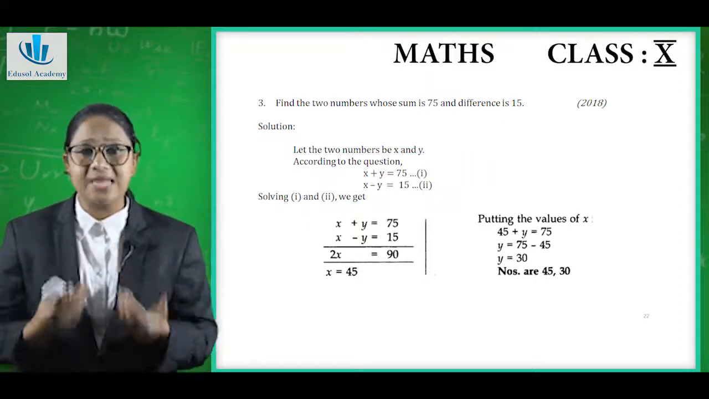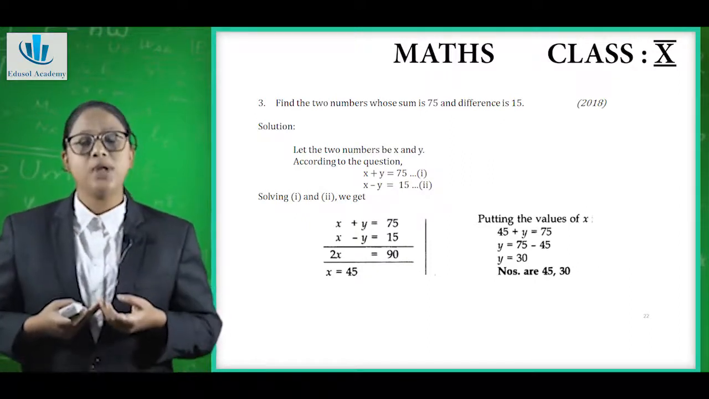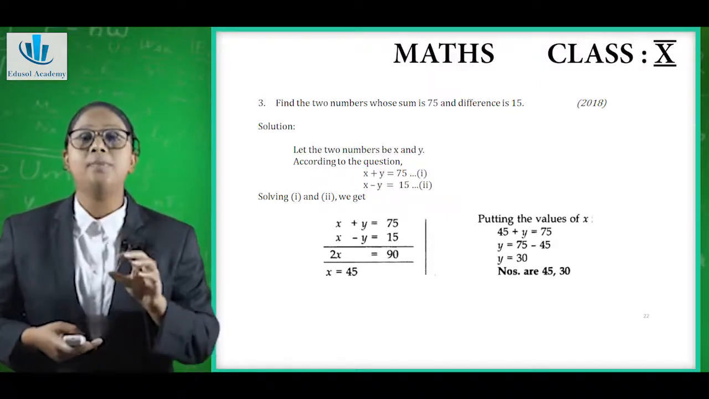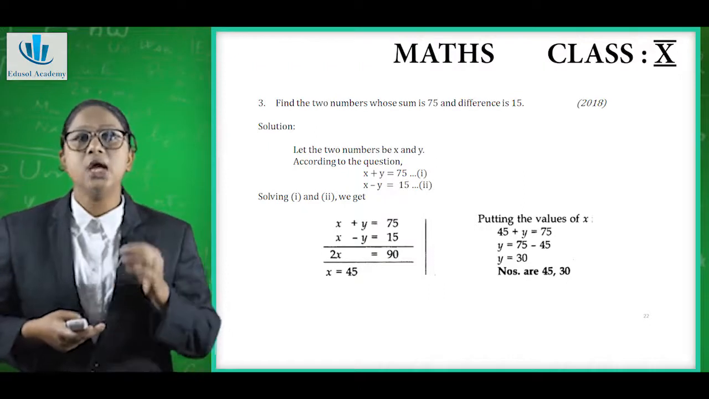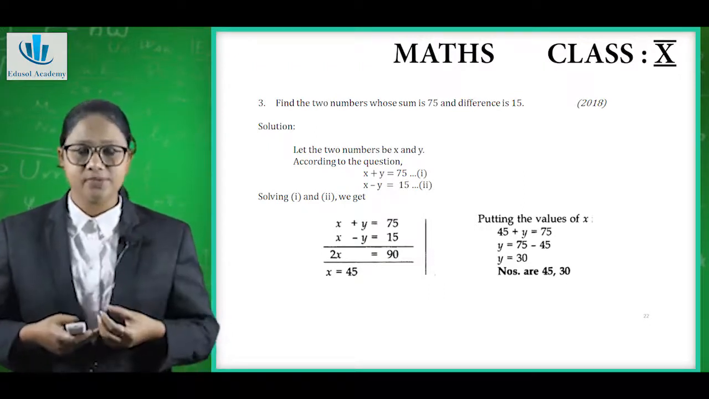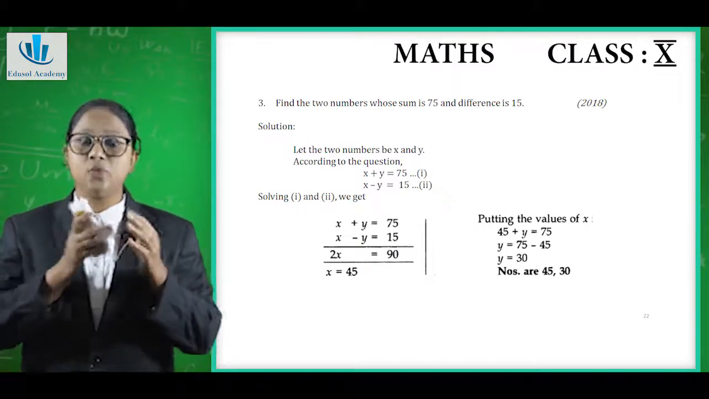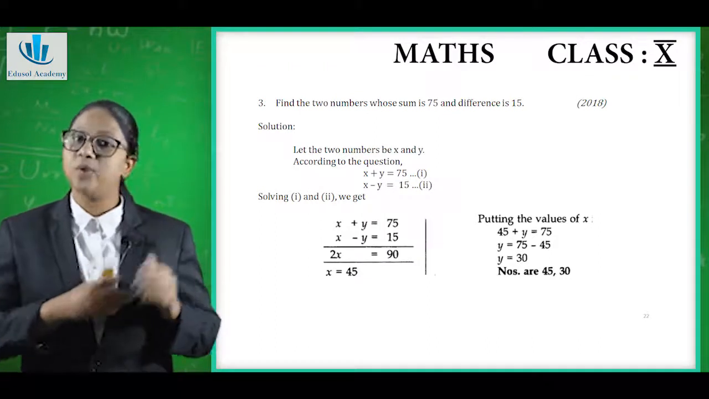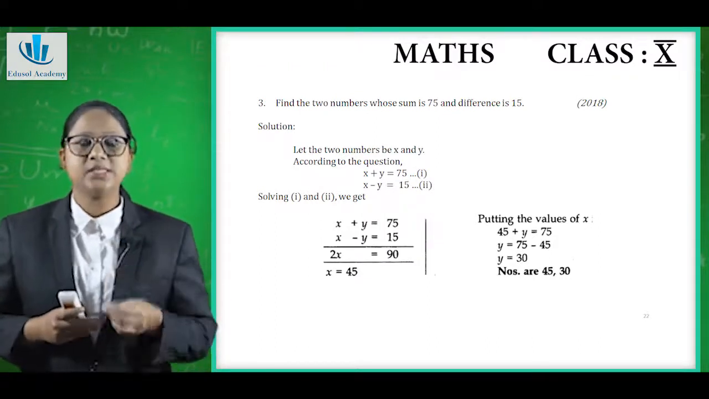So we have to give the assumption as let two numbers be x and y. Pause it there. Now apply the condition. What is the condition? Find the two numbers whose sum is 75. So we have taken the numbers as x and y. Their sum is 75, means x plus y is equal to 75 and their difference is 15.